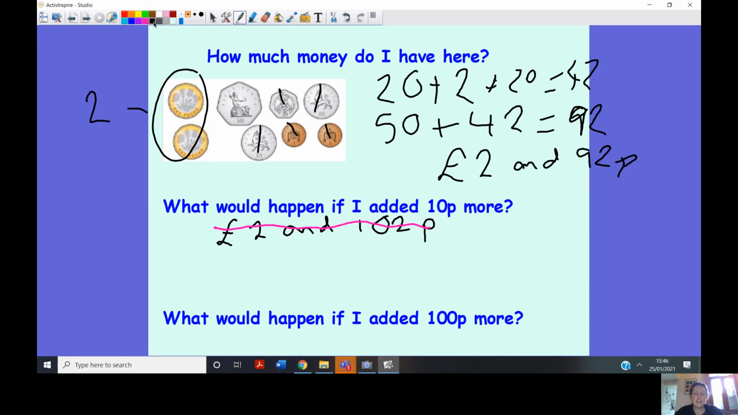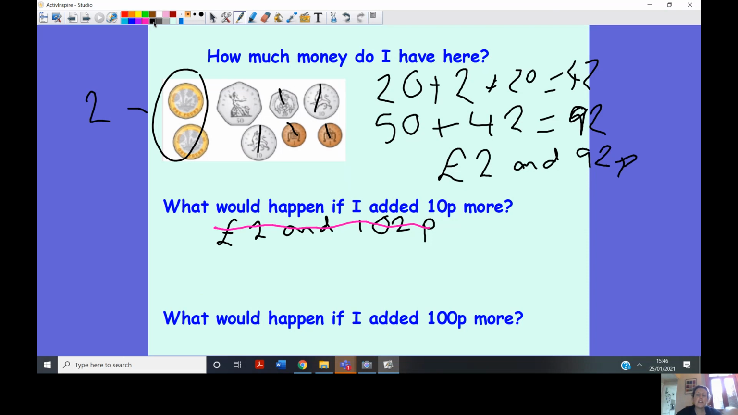What I need to do is make sure that I'm adding my 10 pence onto my pence column. However, I need to be making sure that I know what happens when it goes over 100 pence. So 102 pence is the same as £1 and 2 pence.